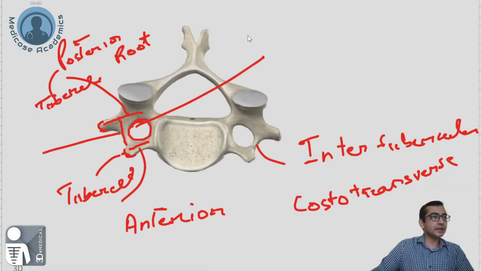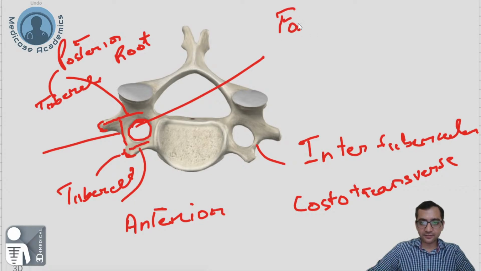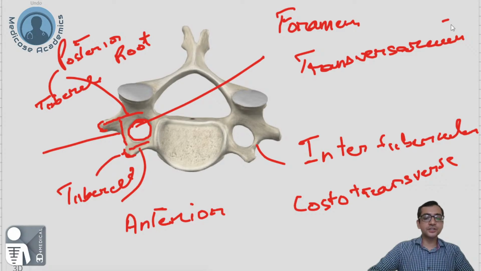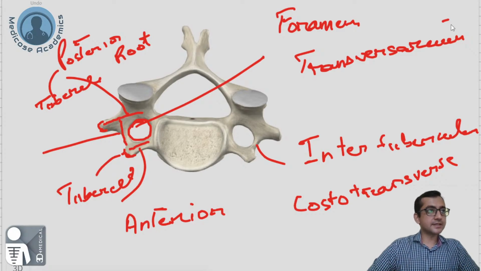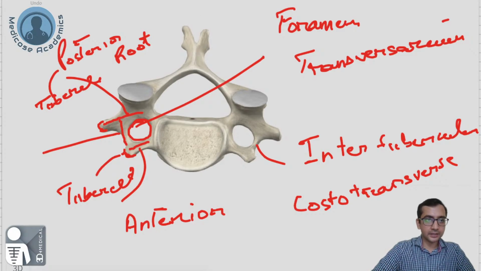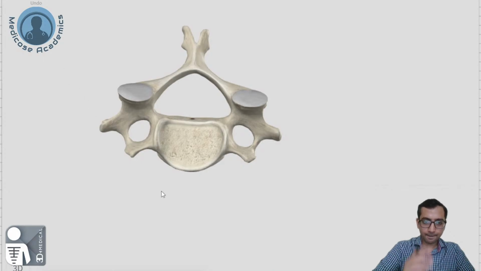This is the opening in the transverse process. It is called the foramen of the transverse process, or a fancy word, foramen transversarium. So this is the foramen transversarium. This is the part that is making the transverse process.